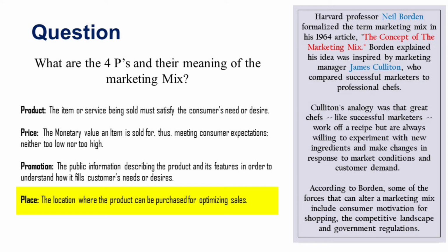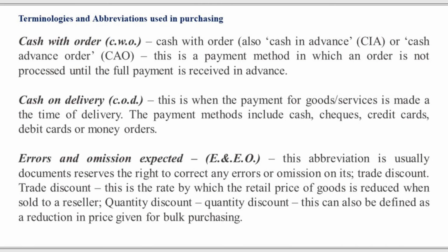These are all correct. Here are a few terminologies and abbreviations used in purchasing. CWO, cash with order, or cash advance order. This is the payment method in which an order is not processed until the full payment is received.